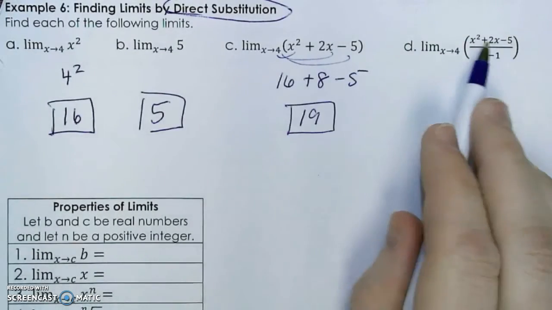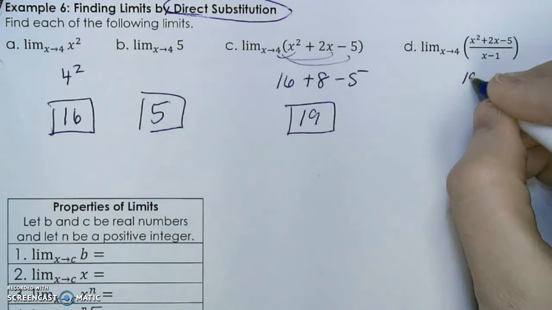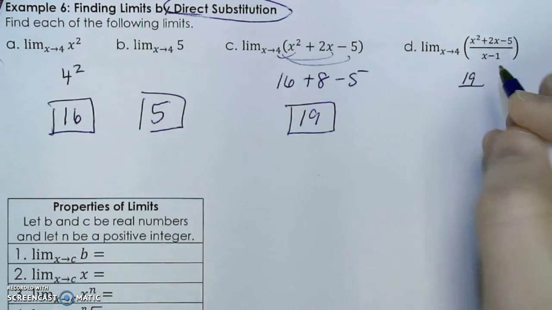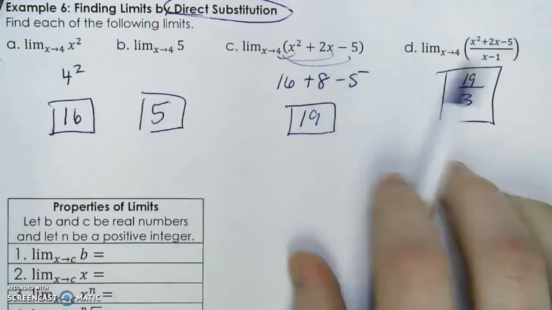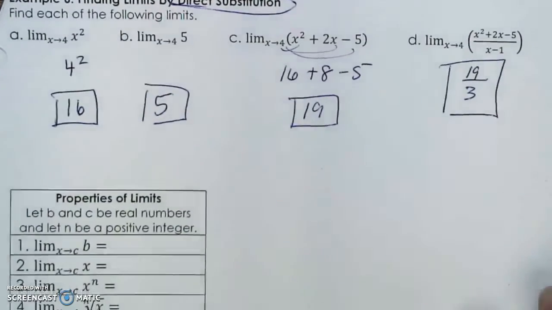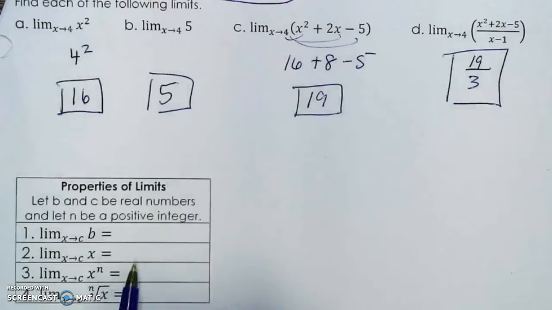This is the same thing on top. See? So if I plug in 4, I get 19. And if I plug in 4 down here, I get 3, so 19 thirds. And so those are the limits. And looking at what we just did, we can write some properties down.